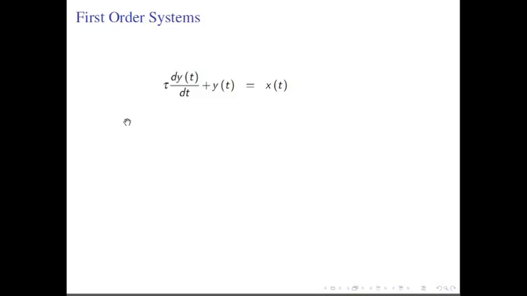Moving forward, now let's see some low pass filters. The first one is the first order systems. For the first order system, your differential equation looks like this: tau dy over dt plus y of t equals x of t. And I can find out the Laplace transform for this equation, and it will look like this.